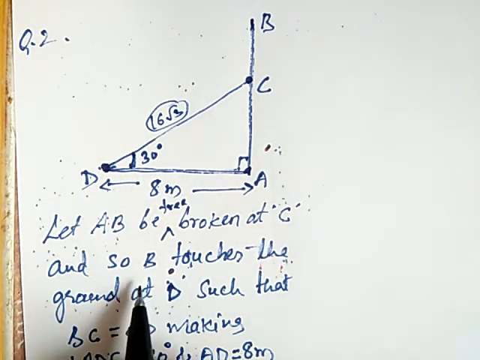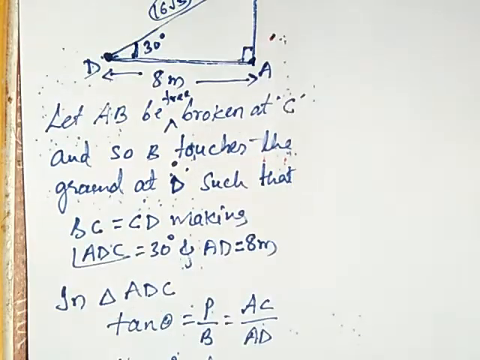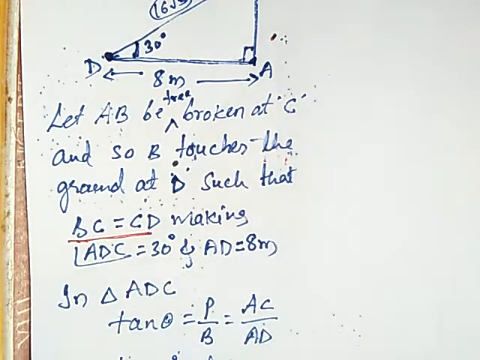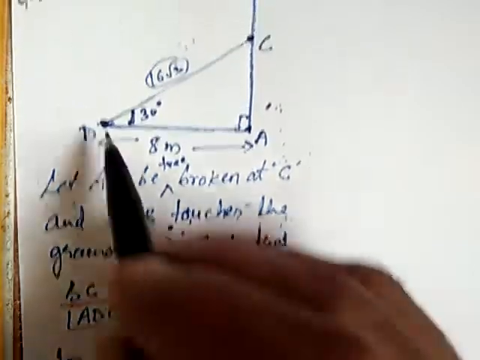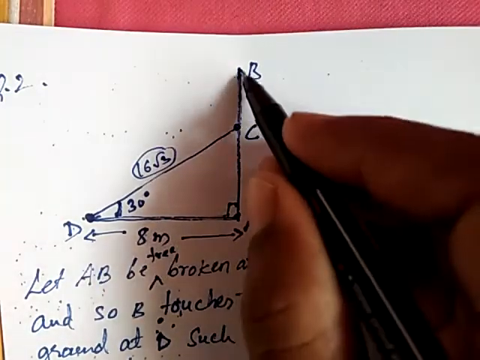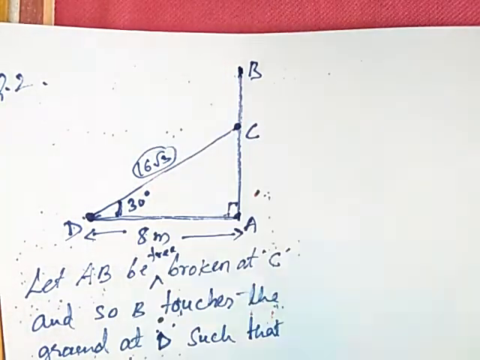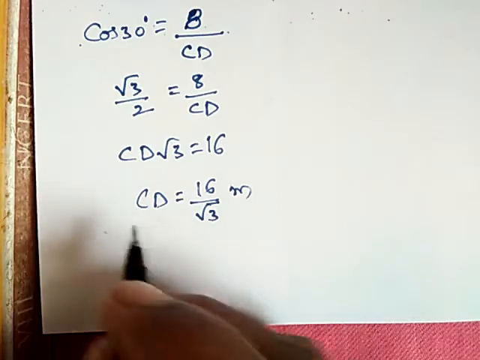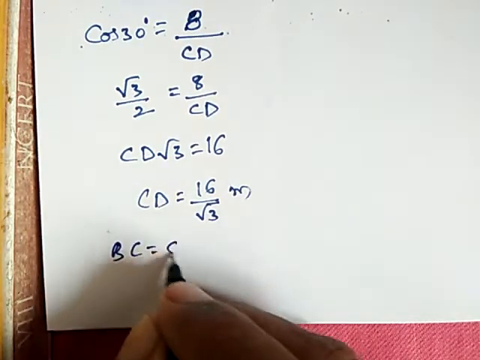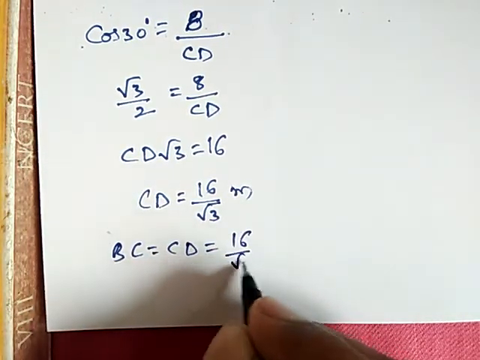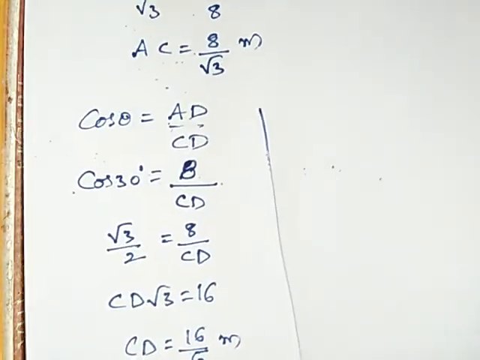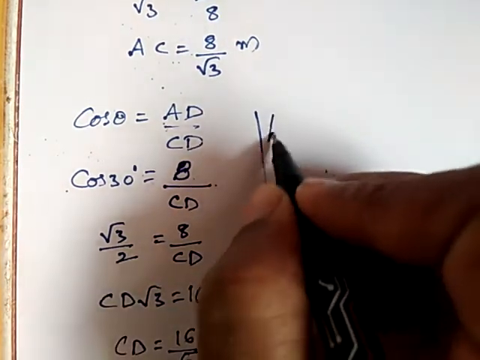Here you know that CD is equal to BC. It is given that CD is equal to BC, whatever the distance is from here to here, that will be from here to here. Then AC we already know is 8 by root 3. Now we know that BC is equal to CD is equal to 16 by root 3 meter. So now we need the height of the tree. So how to find the height of the tree?